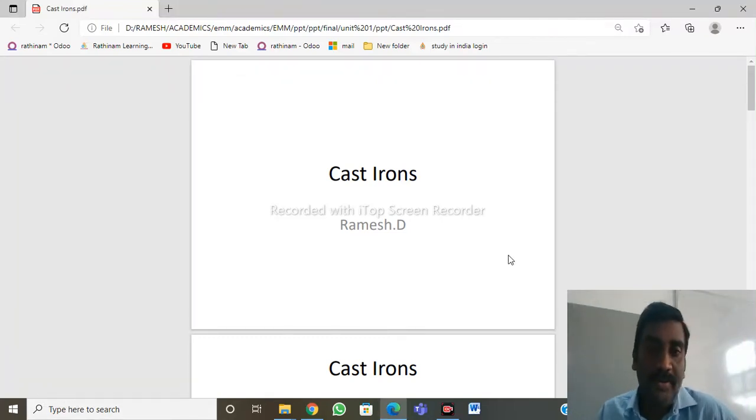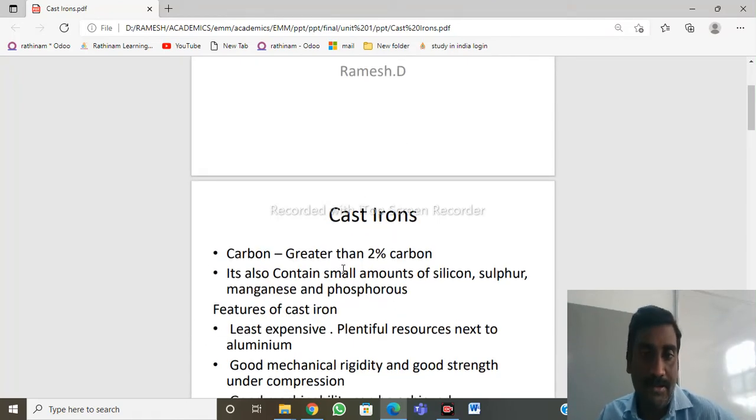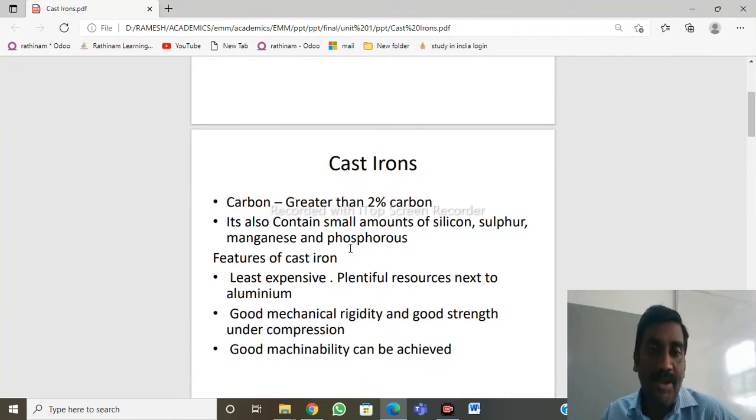So the next topic would be cast irons. Further, we are going to see about the cast irons and their classifications. We all know that iron with a carbon percentage of more than 2% up to 6.67% is called cast iron material. It also contains small amounts of silicon, sulfur, manganese and phosphorus.